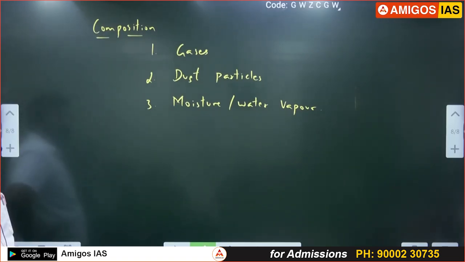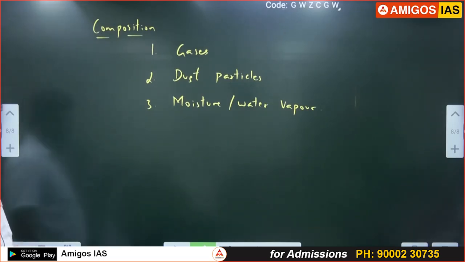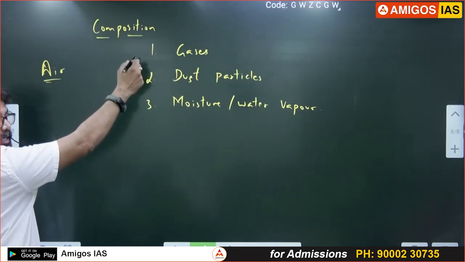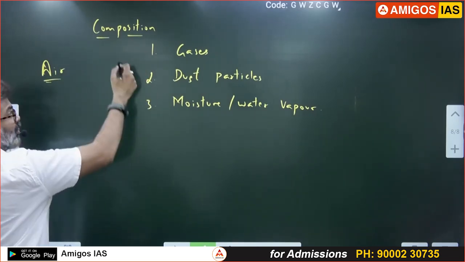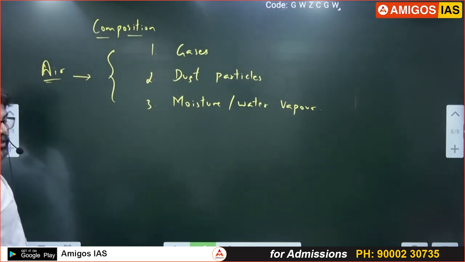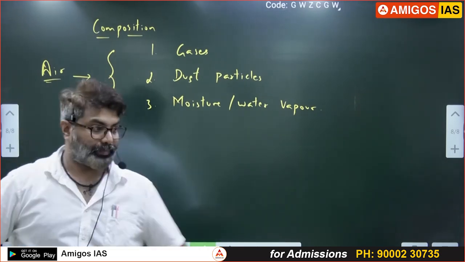First one is gases. Give the heading as gases. Our atmosphere consists of gases, dust particles, and water vapor. So I'll start with the gases. All of you might have heard of the word air. In your school, you would have studied that air is the mixture of gases, correct? It also includes dust and moisture. So what is air? Air is a mixture of gases, for example, carbon dioxide, oxygen, nitrogen. Mixture of all that is called air.